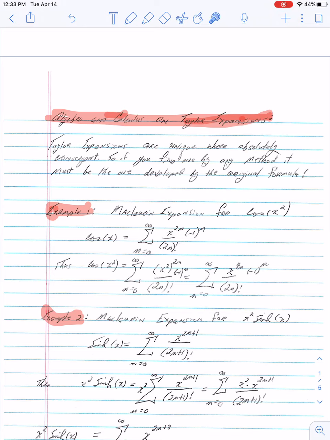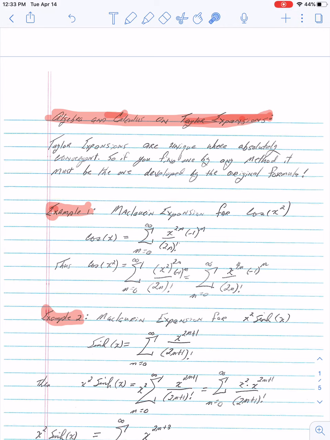I just have to take this formula up here, and everywhere I see an x, I replace it with x squared. And life's that easy. And what I end up with is a Maclaurin expansion for the cosine of x squared. So everywhere I see an x here, I replace it with x squared. I get the summation n running from 0 to infinity of x squared to the 2n times minus 1 to the n over 2n factorial.